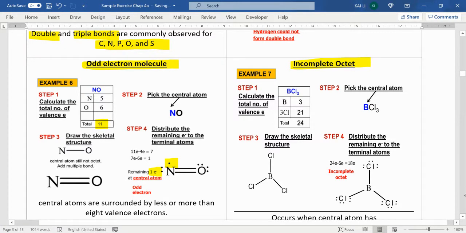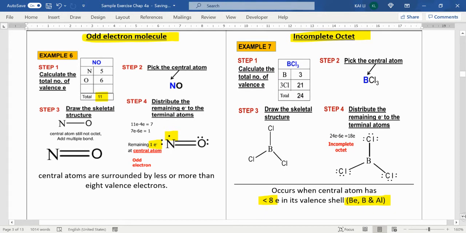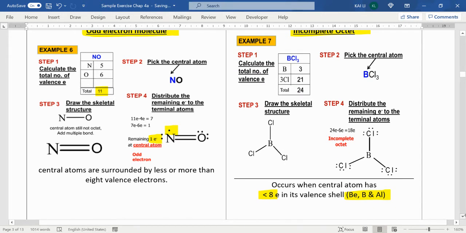Okay, next one, incomplete octet. Incomplete octet means the central atom has less than 8 valence electrons in its valence shell, and we usually say BeBAl, that means beryllium, boron, and aluminium, if they are the central atom, it will be an incomplete octet. Then remember when you draw a Lewis structure, for all the terminal atoms, you must show the dots.